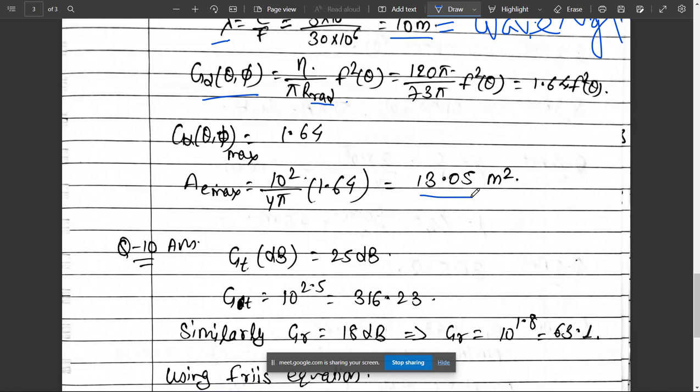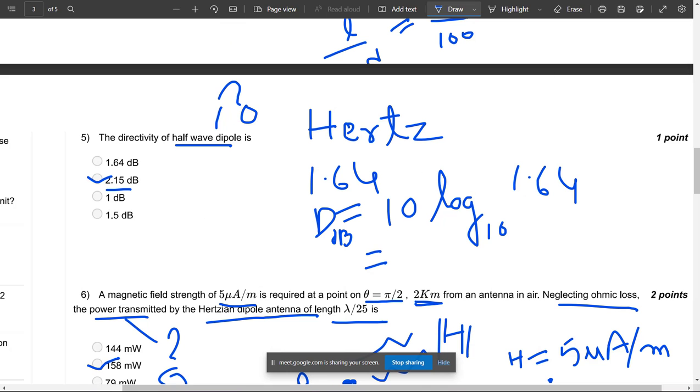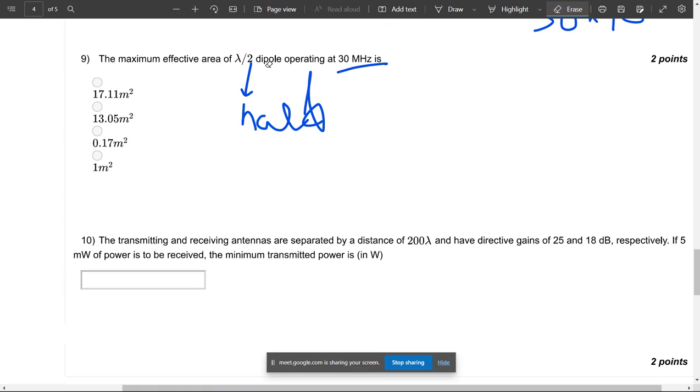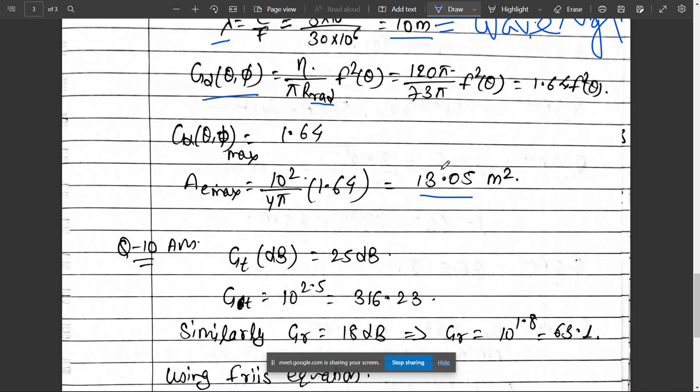So the maximum effective area for a half wave dipole antenna operating at 30 megahertz will be 13.05 meter square. First tell me, do you have any doubt in this question? No, right? Okay, let's go ahead.